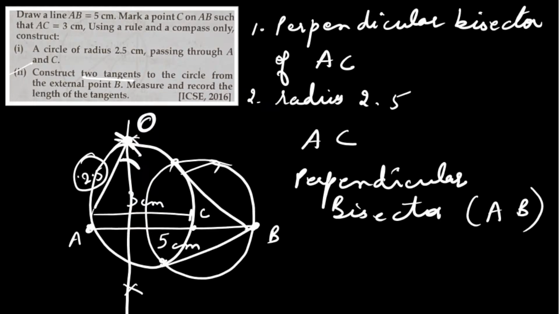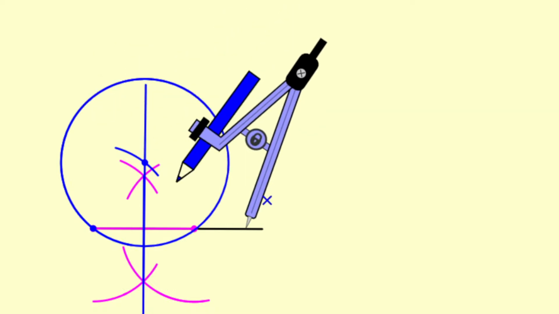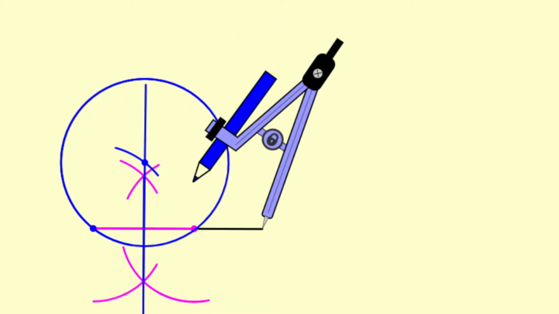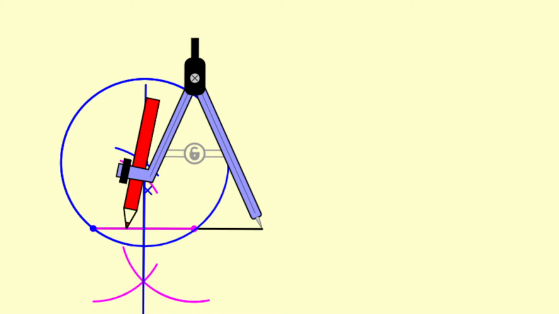So let's draw now a circle. Let's draw two tangents from point B. So you can see my construction screen now. So I'm just going to construct the perpendicular bisector of AB now. So here this is point B. Point B you can see now. So I'll adjust my compass. Compass should be opened now more than half.